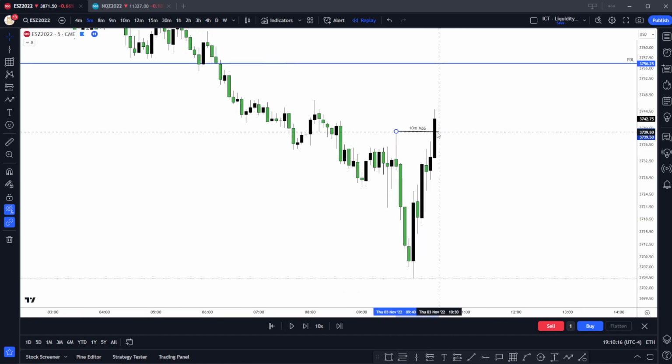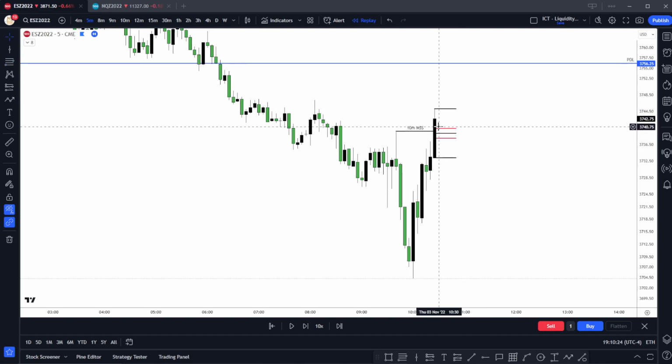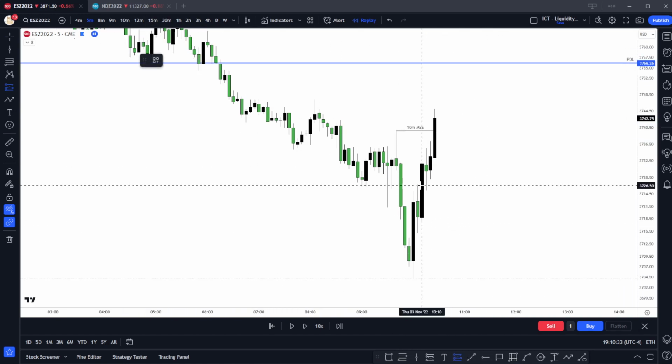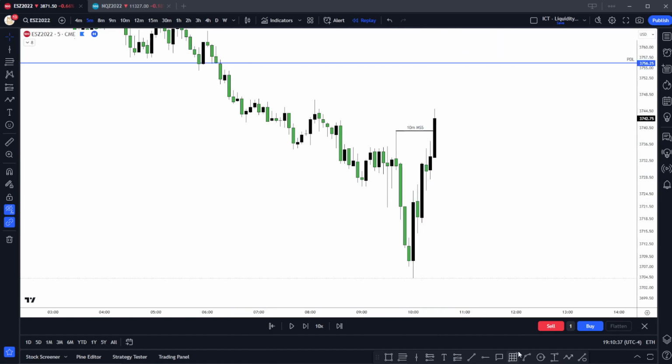Okay, we're on the 5-minute time frame. This is a 10-minute swing high. Let's use our fib tool. We go from the low of the candle that broke structure to the high. Is the candle body closed above the 2 red lines? Yes, it is. So this is a strong bullish market structure shift.